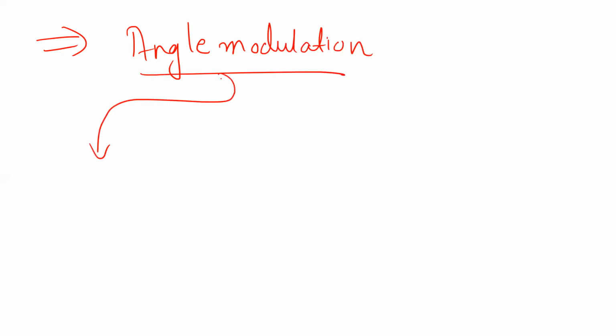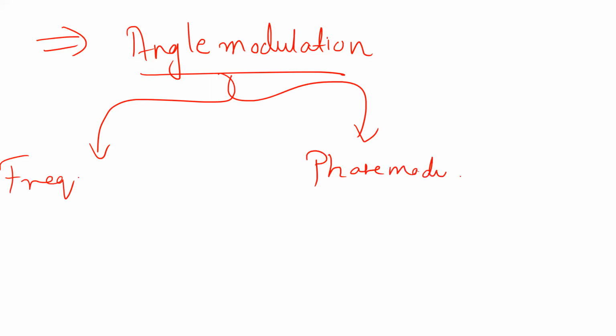Okay, so now we have the angle modulation. One of the subtypes of angle modulation is frequency modulation. So the angle modulation divides into two types. One is the frequency modulation. Other is the phase modulation. Any doubts in this?